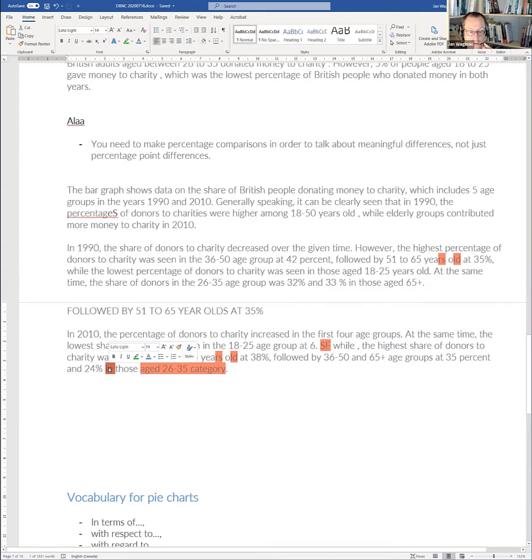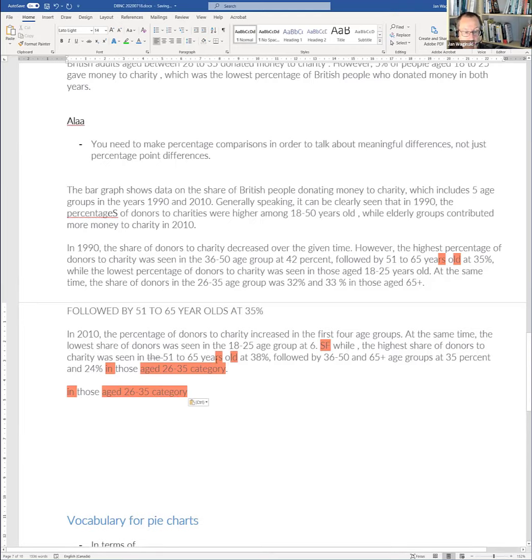Percent among. Okay, there are two ways to do this. In those aged 26 to 35 category. If you want to keep category, what do you have to change? Aged. What should we delete? We have to delete two things. We have to add one thing. We can say 24% in those 26 to 35 age category. No. In the 26 to 35 category.